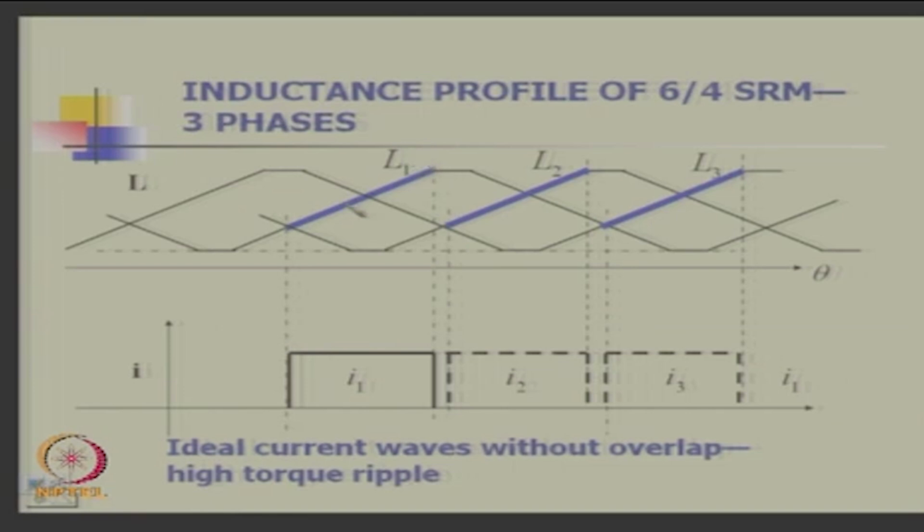Now, what will be the current you would like to push? You would like to push I1 in winding 1 till it is the gradient, and you want to switch it off here. Then the second one, this will be I2 here, end here, and I3 when it is at this position where it is gradient. So, I3 again ideal. So, ideal waveforms without overlap. So, there will be torque ripples.